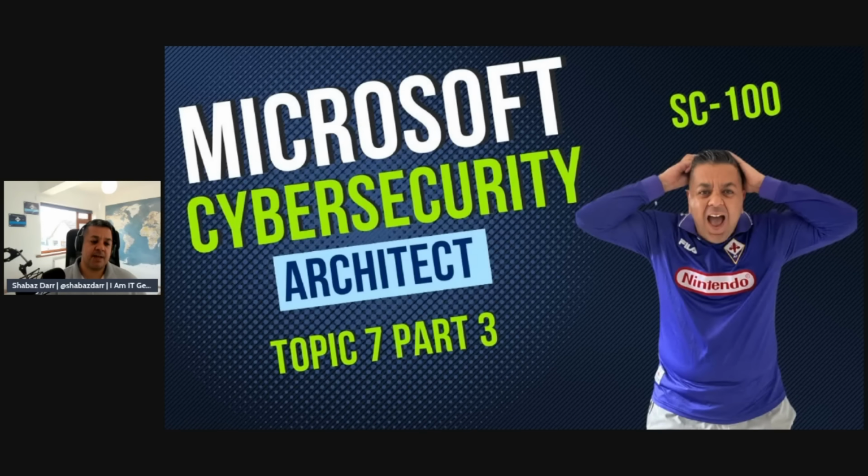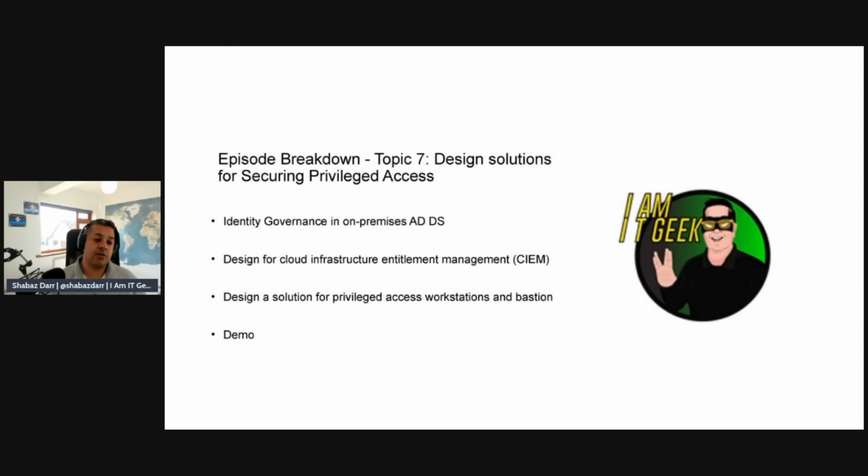As I mentioned, this is the Microsoft Cybersecurity Architect SC-100 exam series, and we are now on topic 7, part 3. This topic is about designing solutions for securing privileged access, and we'll talk about identity governance in on-premises ADDS, Active Directory Domain Services. We're going to talk about designing for cloud infrastructure entitlement management, or CIEM, and we'll talk about designing a solution for privileged access workstations and Bastion. Then we'll jump into a demo of how to set up Bastion.